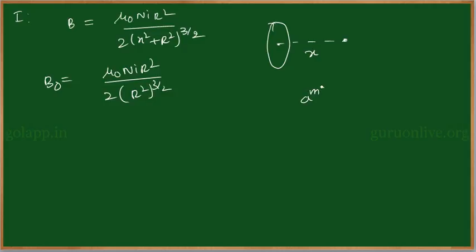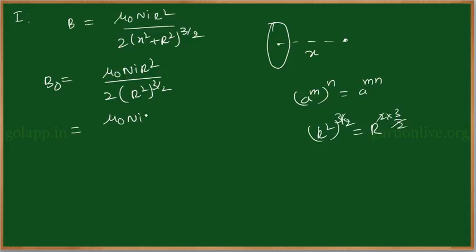If a power m whole power n is equal to a power mn, then here also r square whole to the power of 3 by 2 can be written as r power 2 into 3 by 2. The 2 gets cancelled, you will get r cube. That is equal to mu naught Ni into r square by 2 into r cube. The r square and r terms will get cancelled, so you will get mu naught Ni by 2r, which is the familiar formula for us while solving the problems. So this is problem A, and we need to find out the second one, that is B.